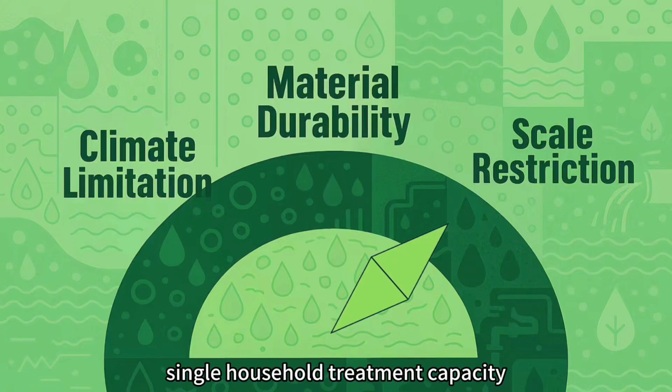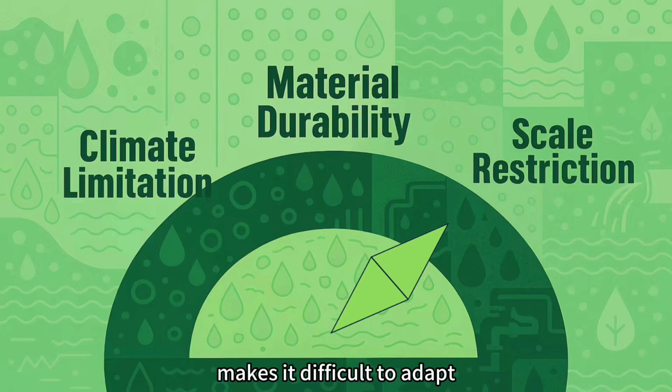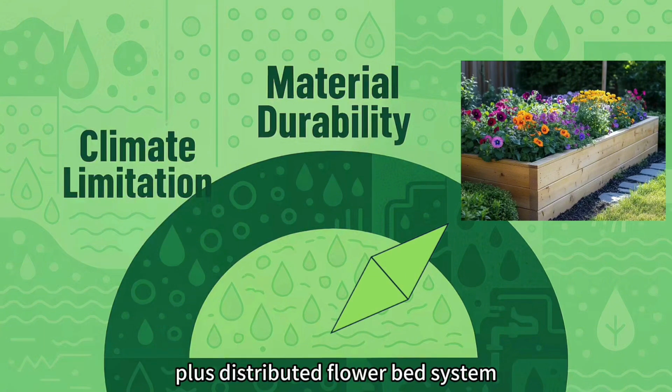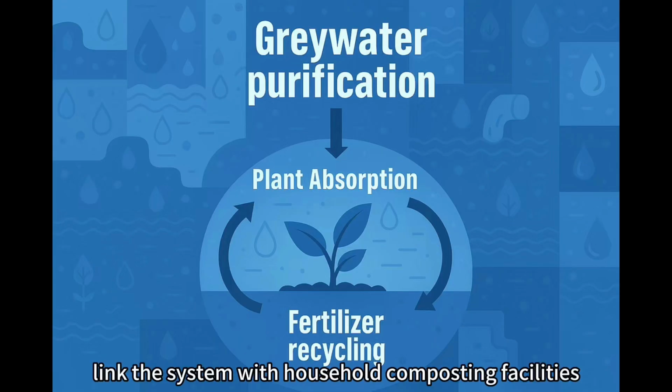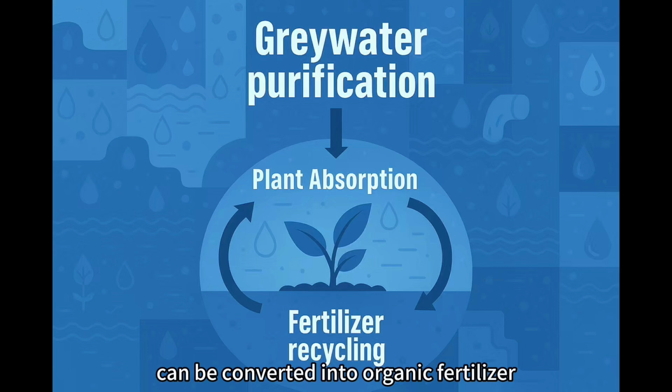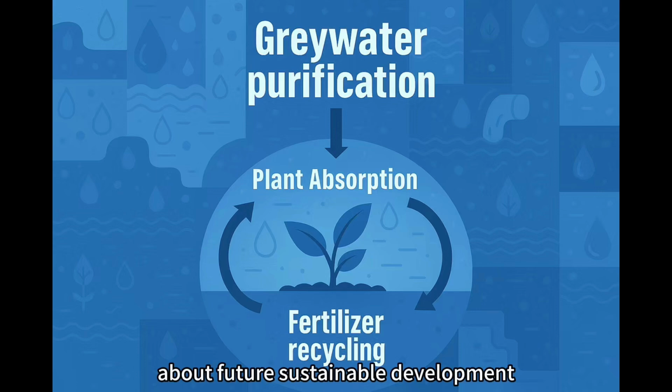What's more, the small single-household treatment capacity makes it difficult to adapt to high-density residential communities. Developing a multi-household shared pre-treatment plus distributed flower bed system can reduce land occupation. All in all, by linking the system with household composting facilities, harvested plants and dredged sludge can be converted into organic fertilizer, forming a closed loop. This system not only addresses practical problems in rural areas, but also considers future sustainable development. Nice.